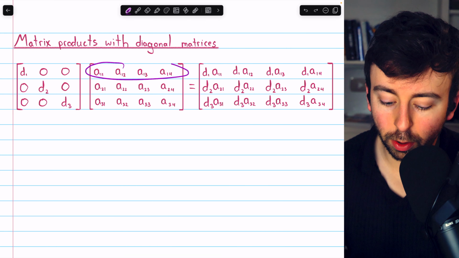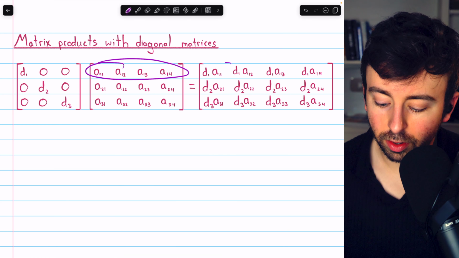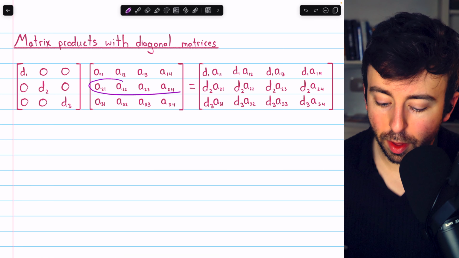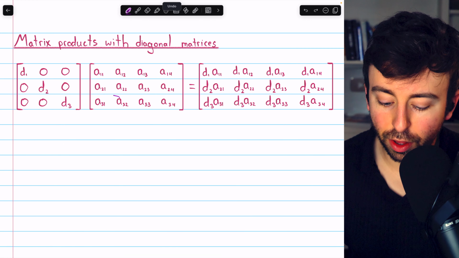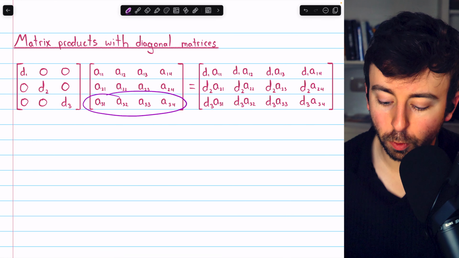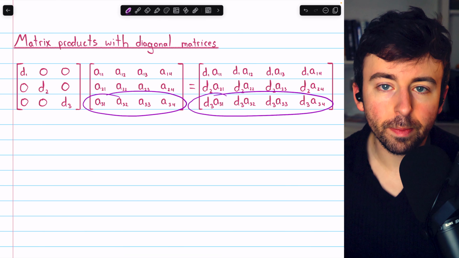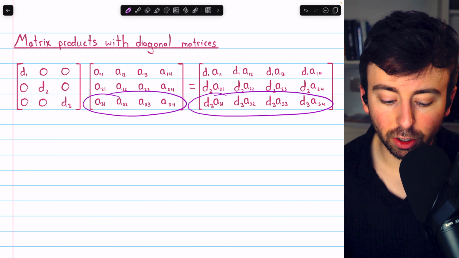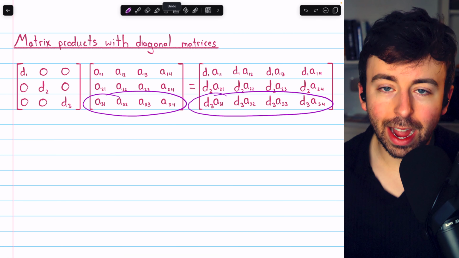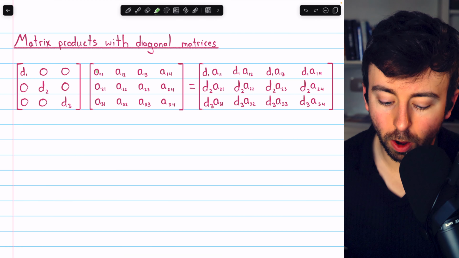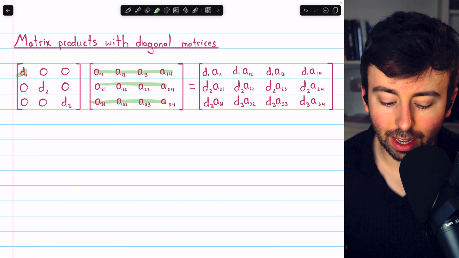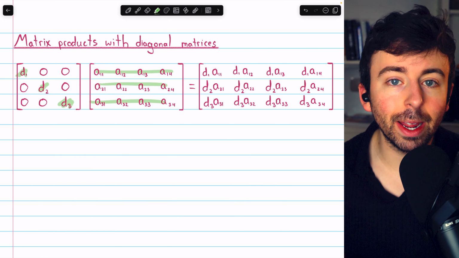So we see this first row of the matrix on the right just gets hit by D1. And then the second row of the matrix on the right gets hit by D2. Then the third row of the matrix on the right gets hit by D3. When we multiply by a diagonal matrix on the left, the effect is just multiplying the successive rows of the matrix on the right by the successive diagonal entries of the matrix on the left.